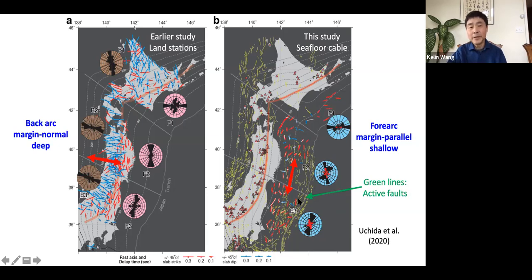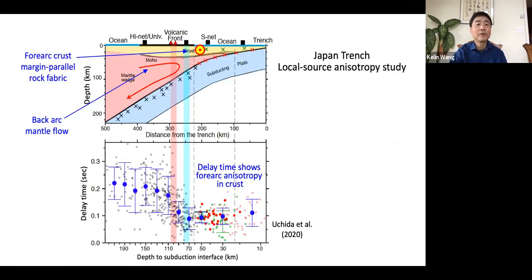And the interpretation of the contrasting anisotropies is also similar to Cascadia. Of course, the deep anisotropy, margin normal anisotropy, is due to mantle wedge flow here, similar to Cascadia. And the shallow one is interpreted to reflect the margin parallel rock fabric, as you saw from those active faults.